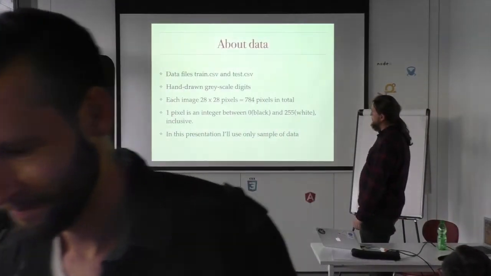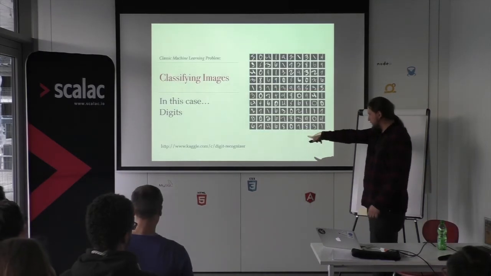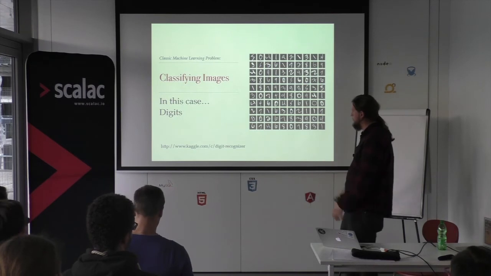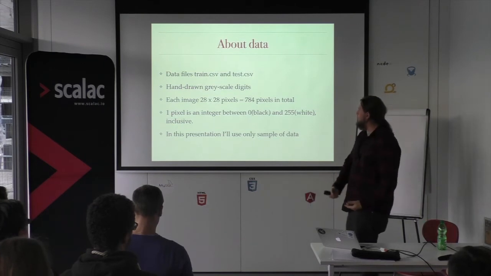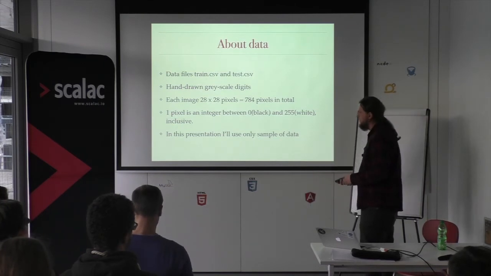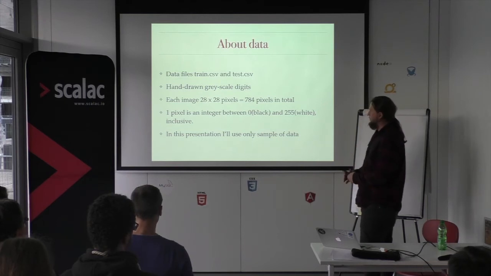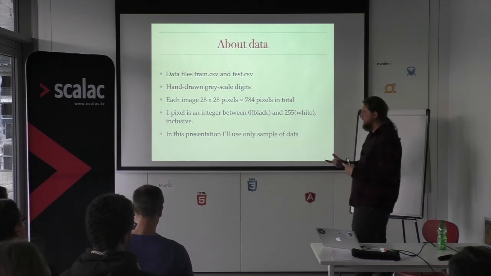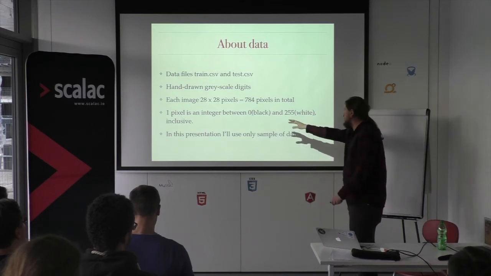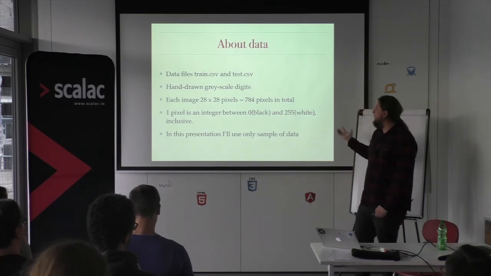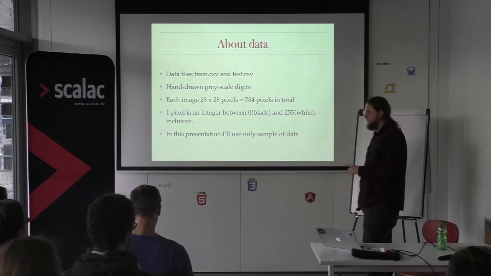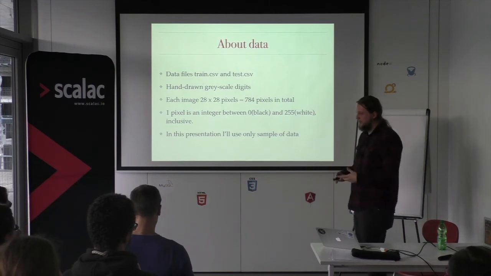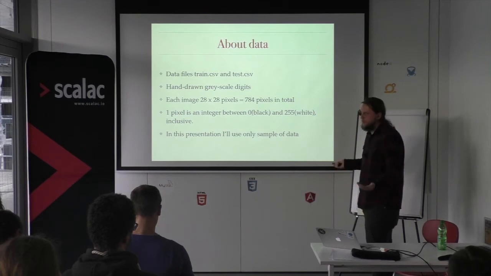So, about the data. The data is present at this URL. You can go there and download it by yourself. The data is split between two files, train CSV and test CSV. Train CSV contains hand-drawn grayscale digits, and each image is this resolution. And every pixel is a value somewhere between 0 and 255. The test set data contains only two columns. The first column is the label, and the second one is basically the result of this recognition.